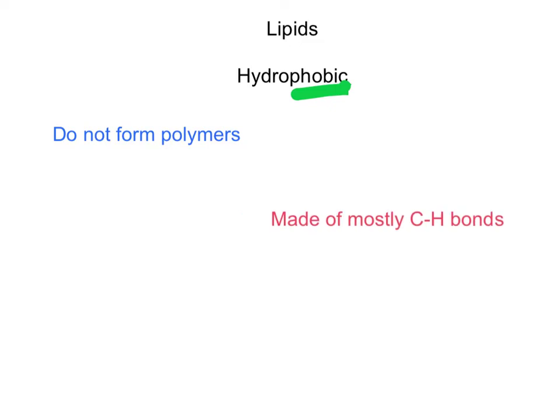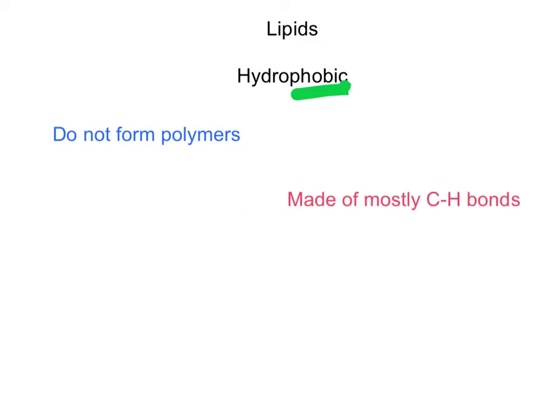And so they do not form polymers. They don't have one particular monomer. We've got a really wide variety of molecules here with lipids.